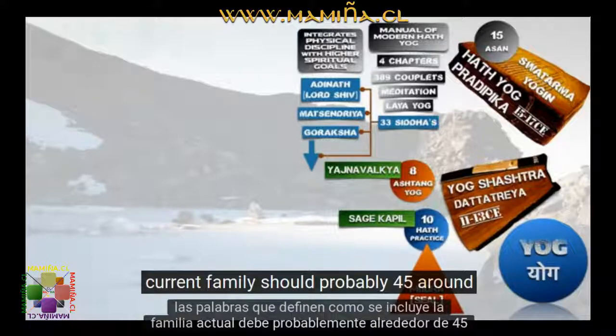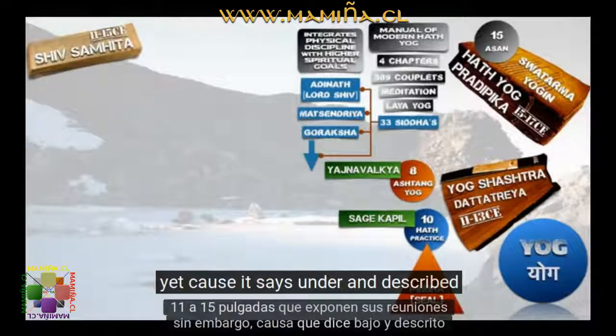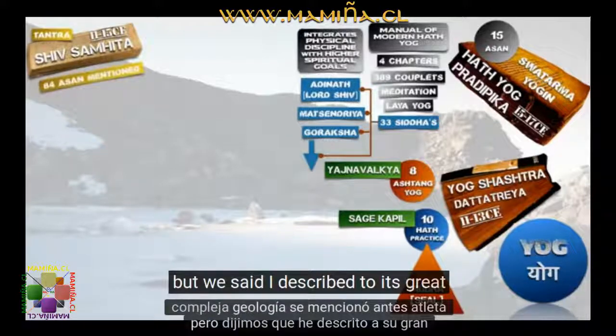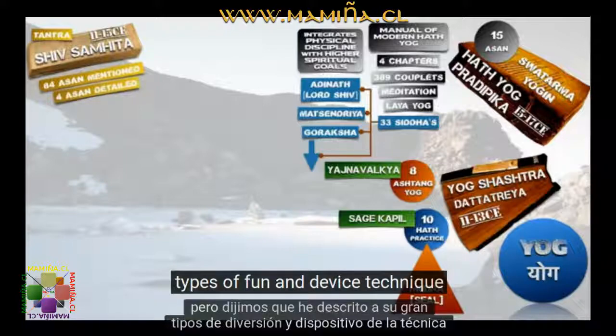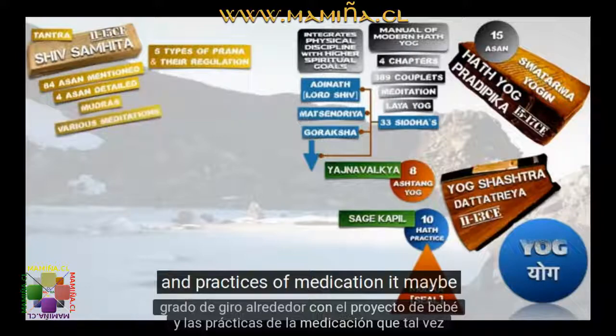Shiv Sahita, probably codified around 11th to 15th century. It expounds yoga teachings yet calls itself Tantra and describes complex physiology. It mentions 84 asanas, but only 4 of them are described in detail. It describes 5 types of prana and provides techniques to regulate them along with mudras and various practices of meditation.